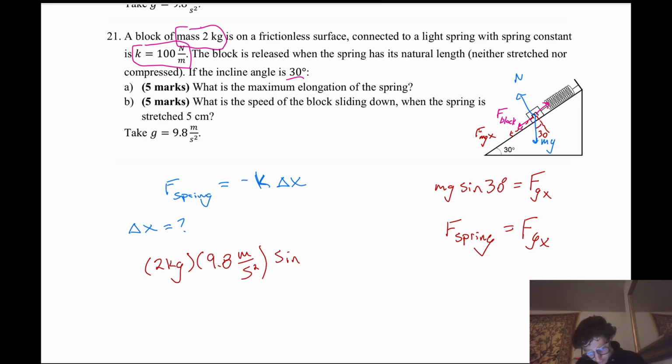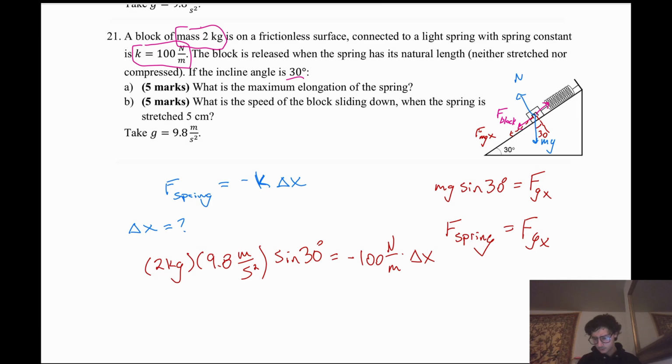So sine of 30, it looks like everything here is known. Is equal to minus K, which is 100. I'm going to keep the units, Newton meters, times delta X, which is what we're looking for. Beautiful. Let's calculate all of this. So we have 2 times 9.8 times, I need to pull out a sine over here. Sine of 30, is it in degrees? It's in degrees.